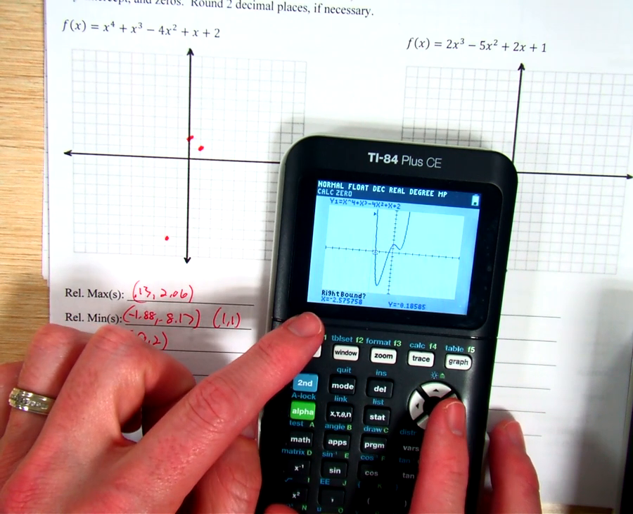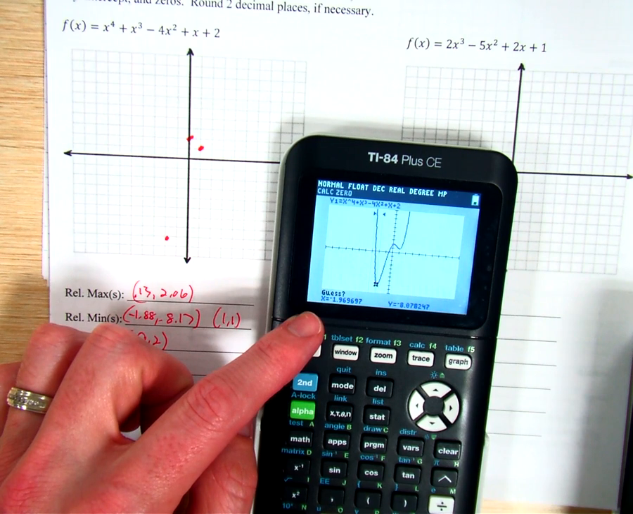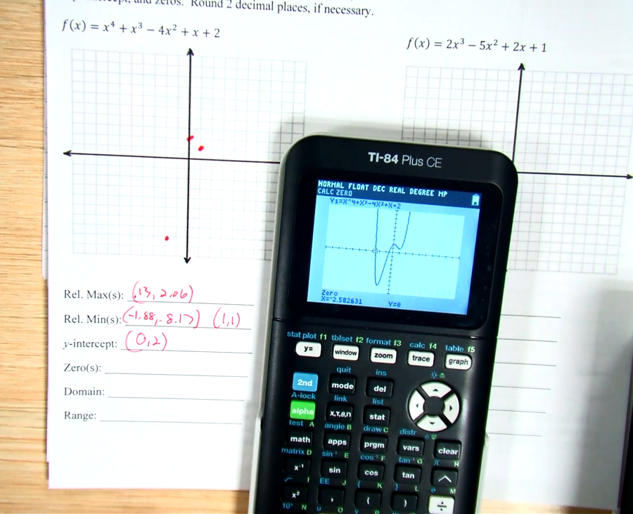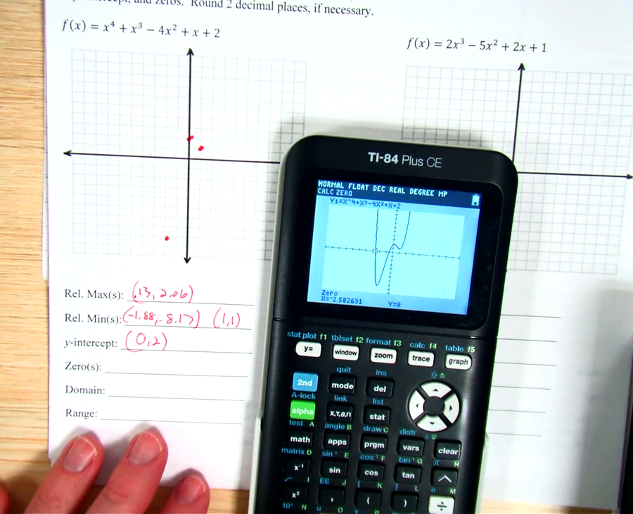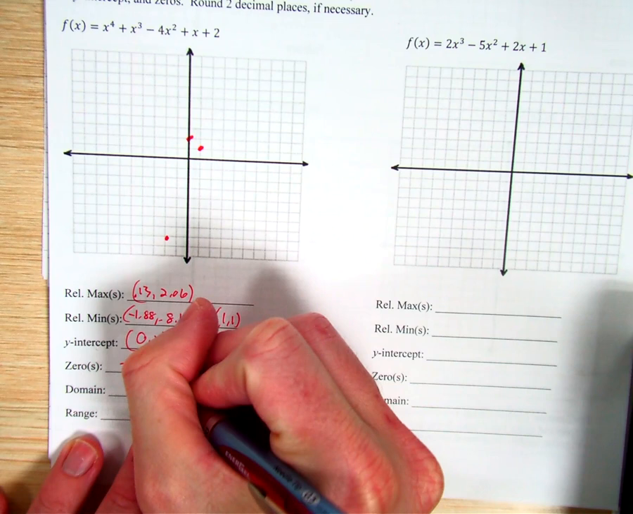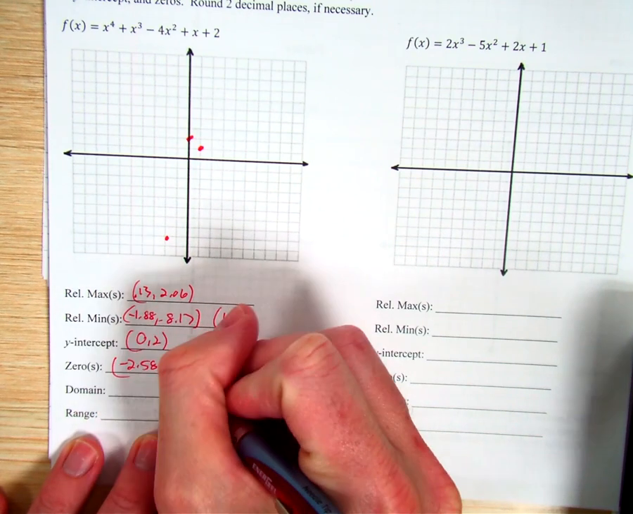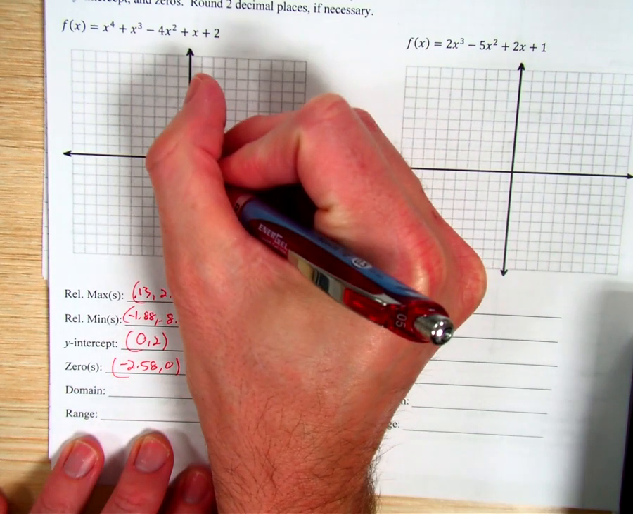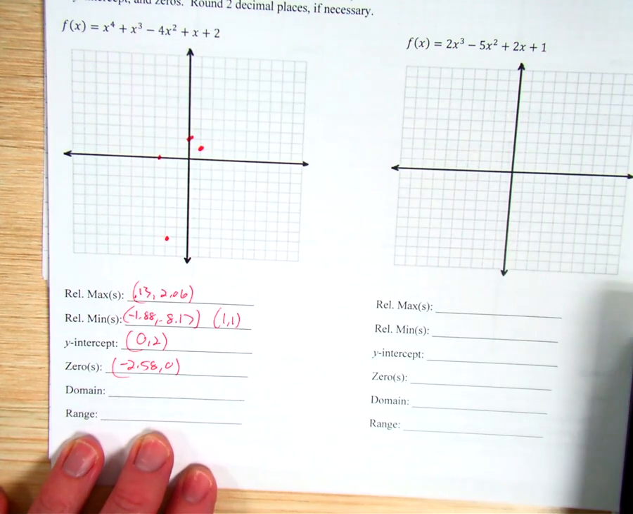Now right bound. Right, right, right, right. Enter. Guess in the middle. Negative 2.58, comma 0. Negative 1, negative 2.58, comma 0. We got another one.